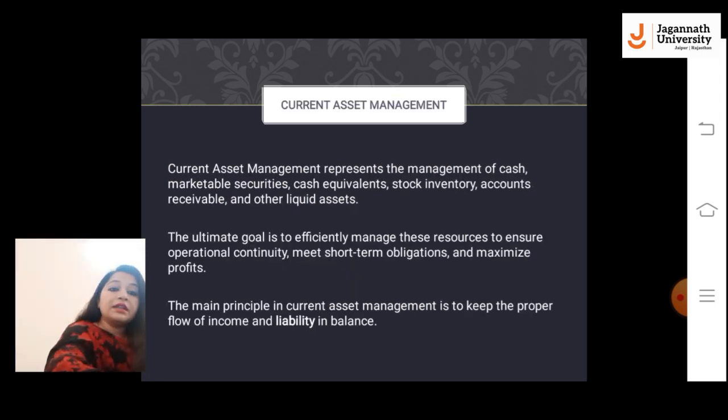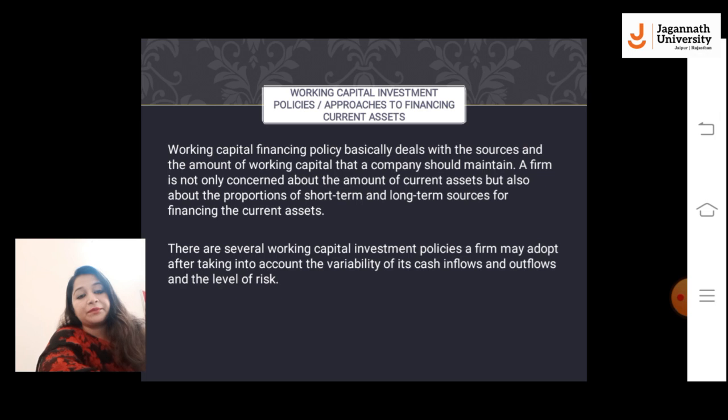Next, current asset management. Current asset management basically refers to management of cash, marketable securities, cash equivalent, stock, inventory, account receivable, and other liquid asset. The ultimate goal is to efficiently manage the resources to assure operational continuity, meet short-term obligation, and maximize the profit. The main principle in current asset management is to keep the proper flow of income and liability in balance.